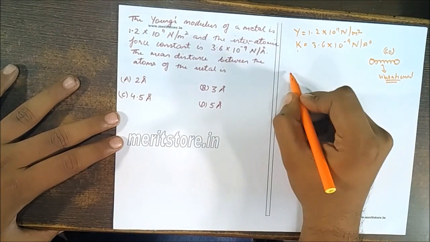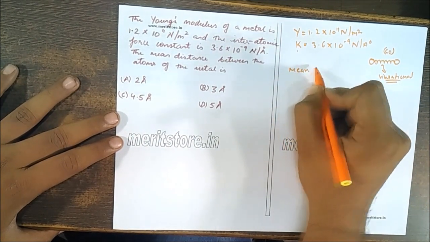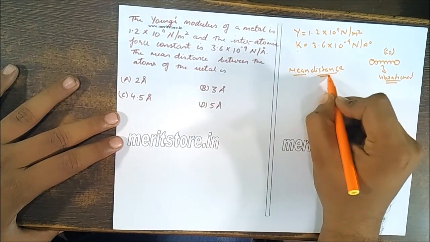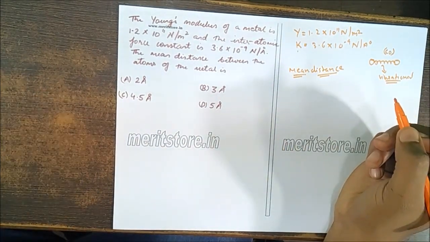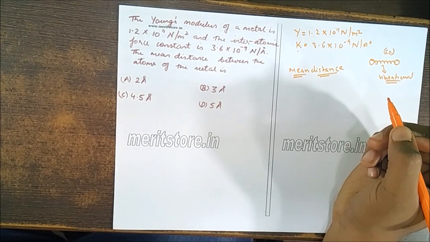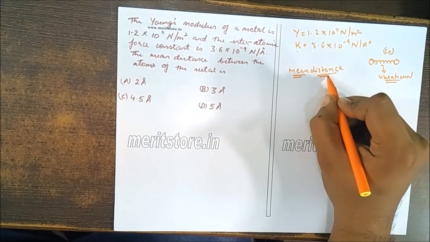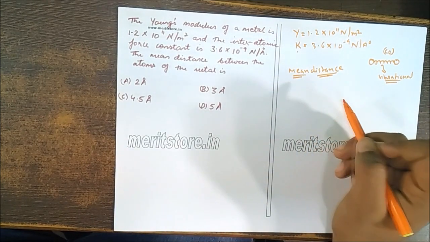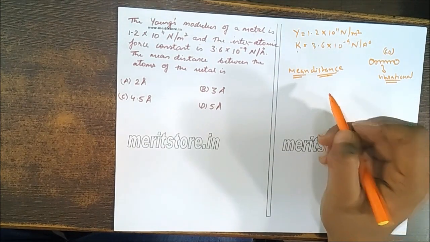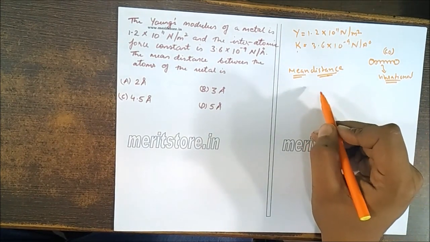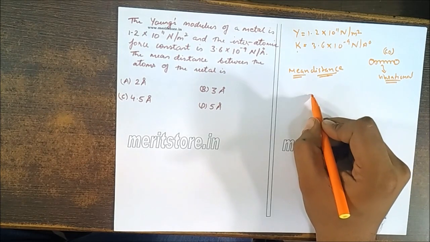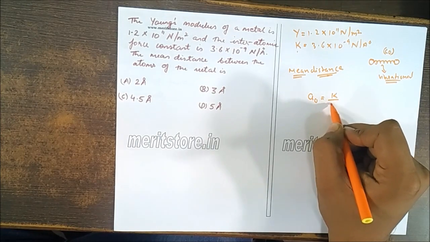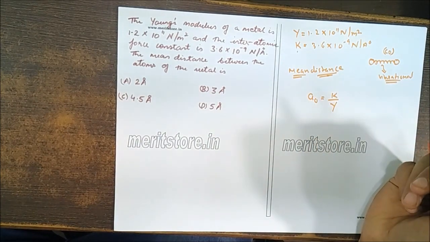Okay, so mean distance has been demanded. This is a very typical type of question, and it has been less observed in many examinations, but it is a very important question. So the probability of this question appearing in CET examinations is a bit high. We can understand this by a single formula: mean distance is given by force constant upon Young's modulus.